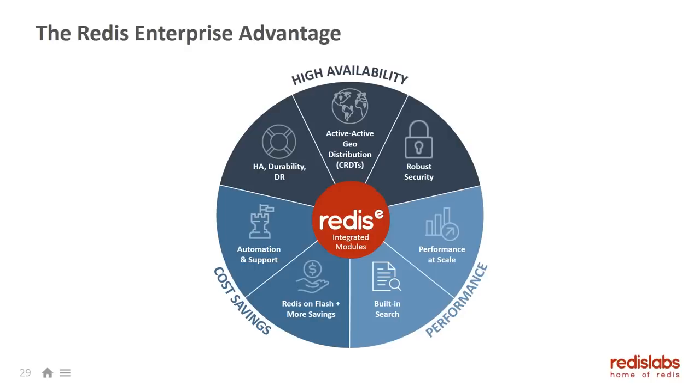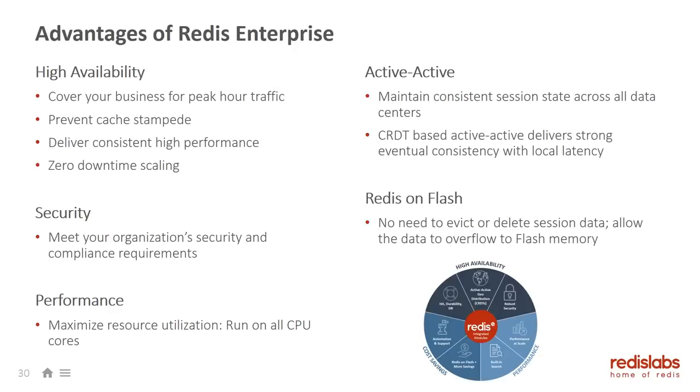And also Redis Enterprise has Redis on Flash. If you have a very large data set in many gigabytes or terabytes, you can reduce your cost by using Flash as a RAM extender. So in this case, all the hot data is stored in RAM, and Redis Enterprise pushes the cold data to Flash. So it follows a tiered memory model.